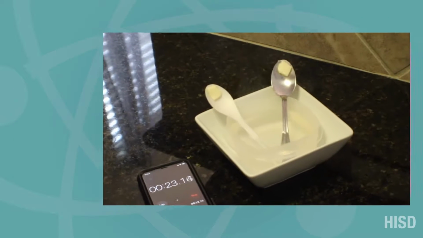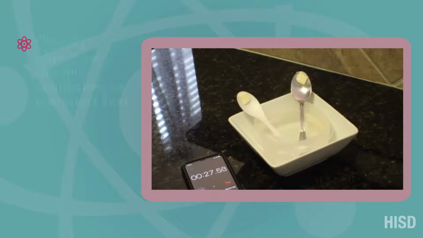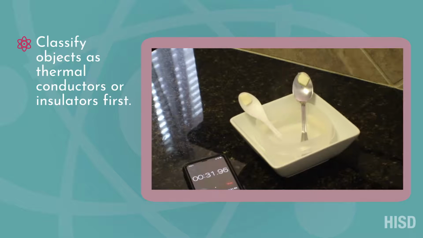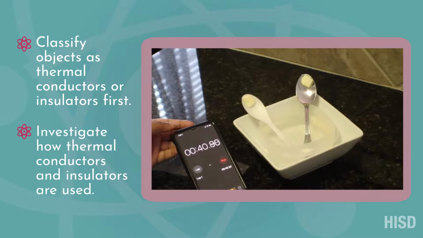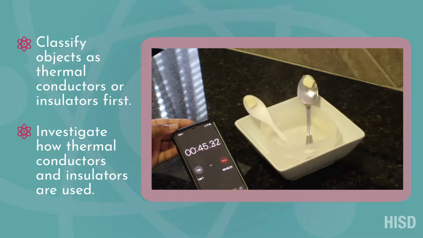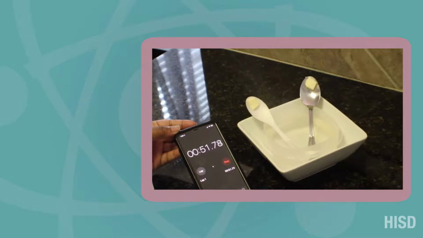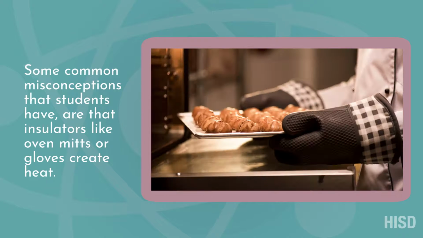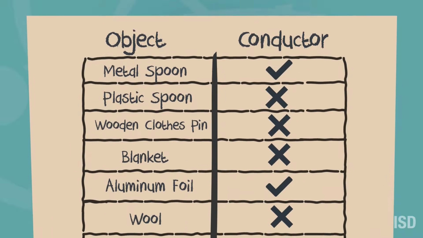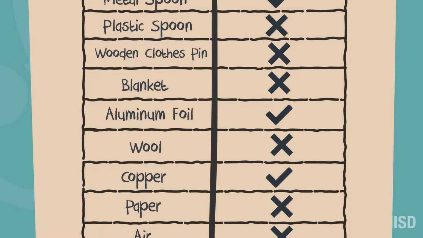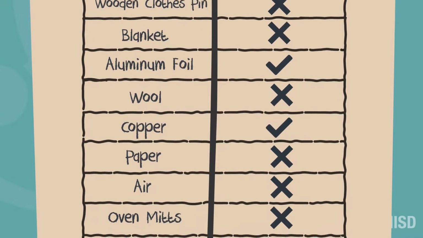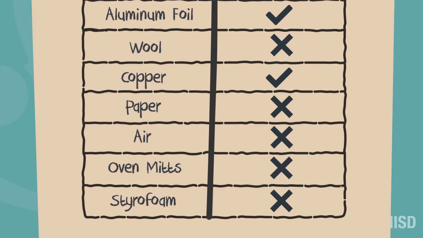The recommended sequence of instruction for conductors and insulators is to classify objects as thermal conductors or insulators first, and then investigate how thermal conductors and insulators are used. Some common student misconceptions that students have are that insulators like oven mitts or gloves create heat. It's important when talking about conductors and insulators that students have an opportunity to predict and test objects to determine their ability to conduct or insulate thermal energy.